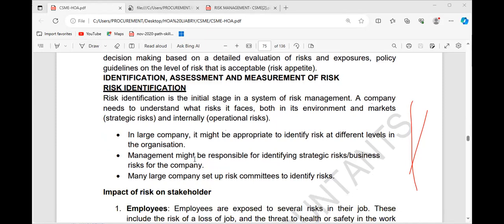In a large company, it might be appropriate to identify risks at different levels in the organization. You know, we have different levels in an organization. So the top management has to identify the risk at that level.